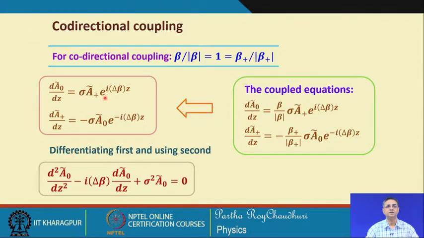So, differentiating this first equation, if I differentiate this with respect to z, you will get d 2 a 0 d z square, and that will give you d a plus d z, in which I will substitute the value of d a plus d z here. So, after differentiating this, we get a term which will be d a plus d z. In that place, we will substitute this and we will readily get this equation, which is the second order differential equation, but it is uncoupled now. The cost that we pay is that it has become a second order differential equation.